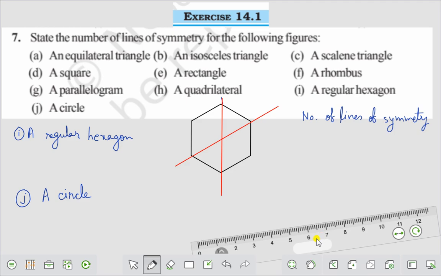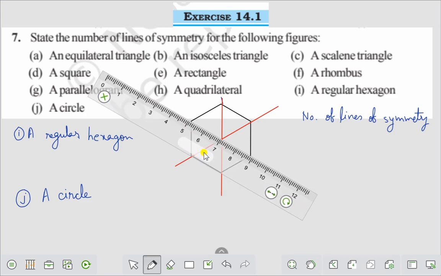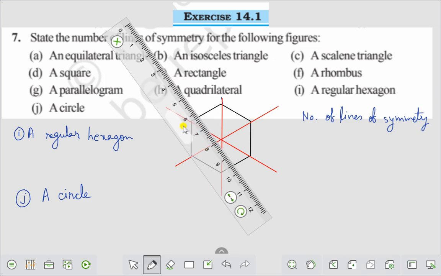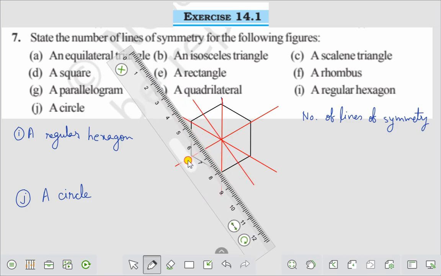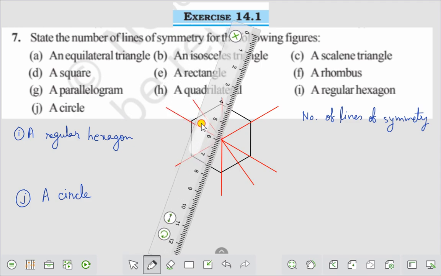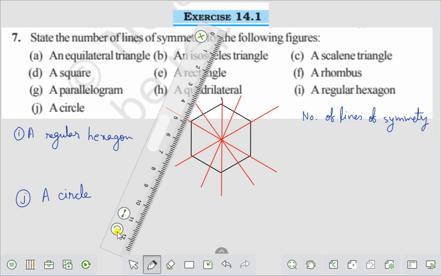Next one is this one, 2. This one is 3, right? And if we do another line in this way, that is 3. Now this one is 4, right? 4. Now this one is 5, and this one is also 6, that is the horizontal.